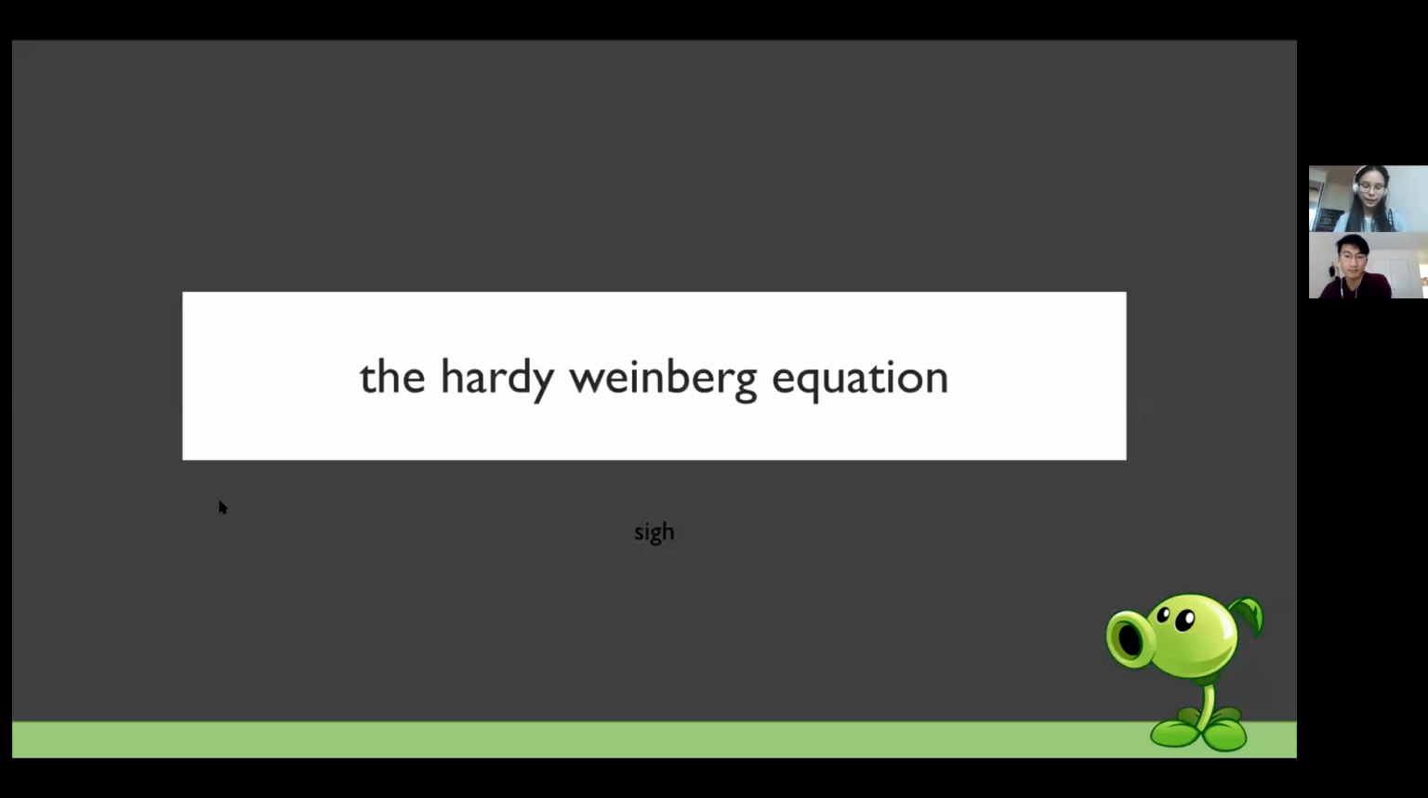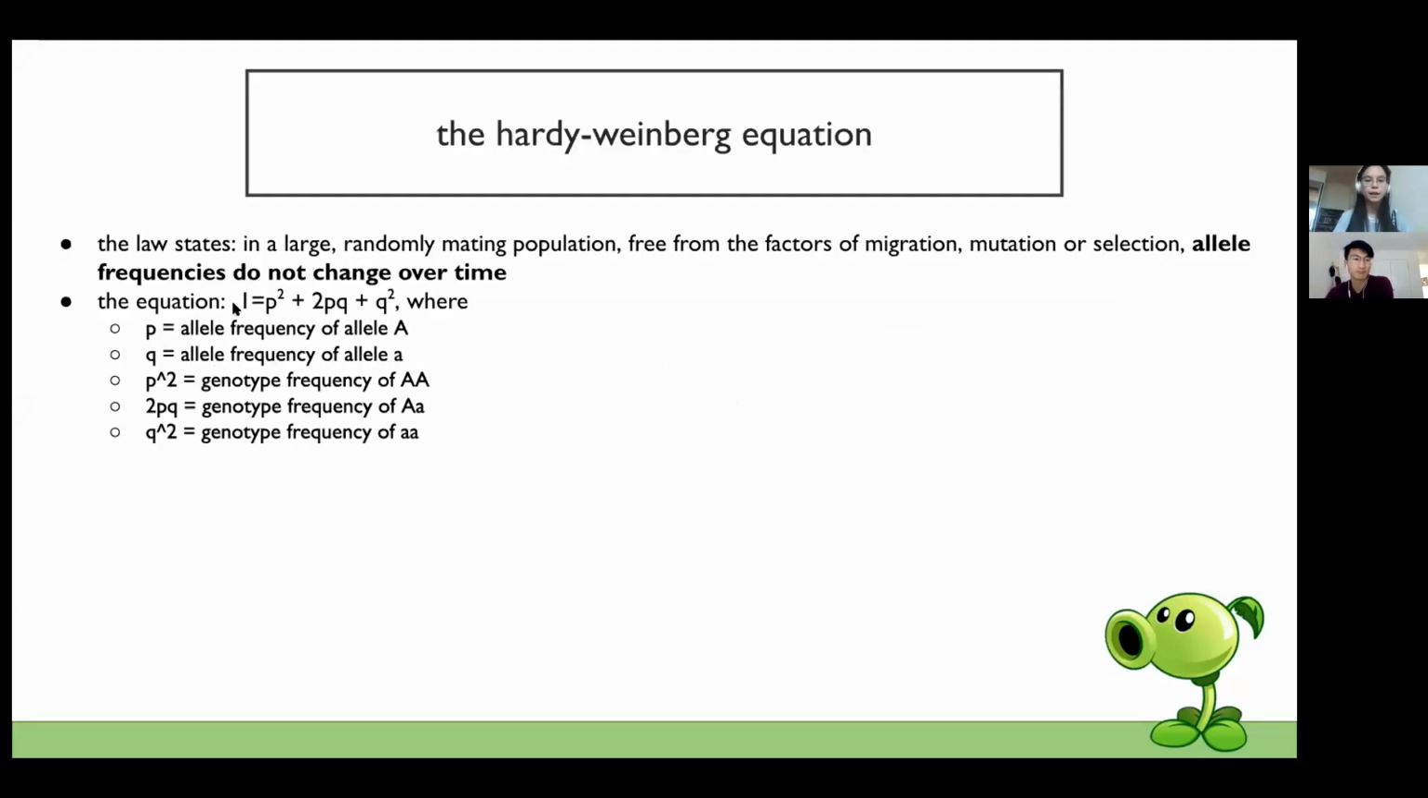All right, the Hardy-Weinberg equation. So what is it? The equation is 1 equals p squared plus 2pq plus q squared. p represents the allele frequency of big A, and q represents the allele frequency of little a. This is again working off the assumption that this gene only has 2 alleles. The Hardy-Weinberg equation says that in a population, the allele frequencies will not change over time if the population is randomly mating and free from the factors of migration, mutation and selection.